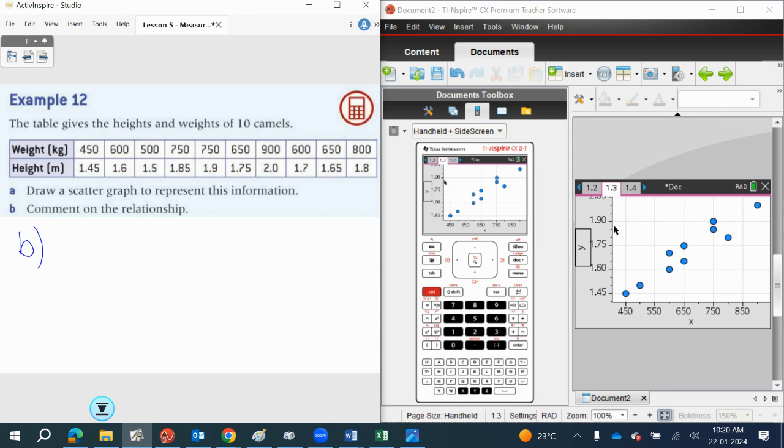Okay, so your final answer, please. A positive, medium, moderate. Strong positive. It's not that strong. It's moderate. It's not perfect.